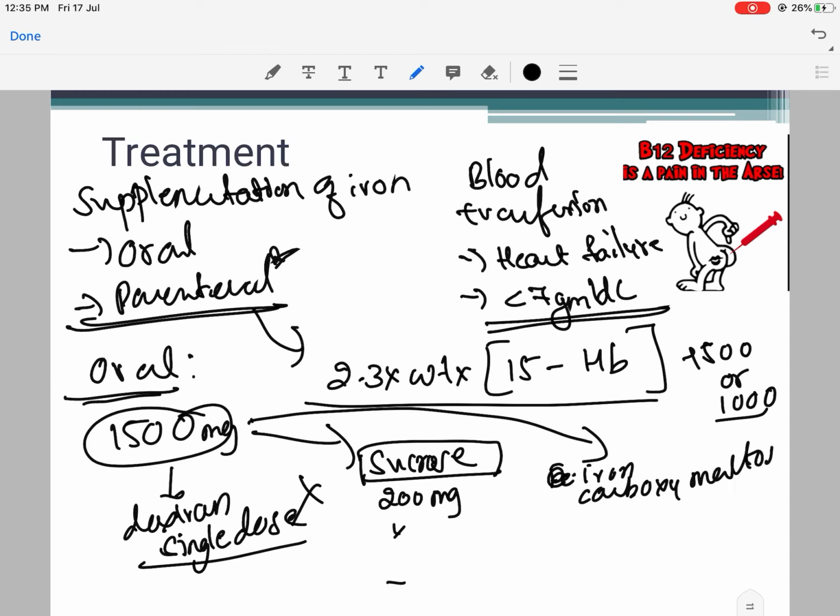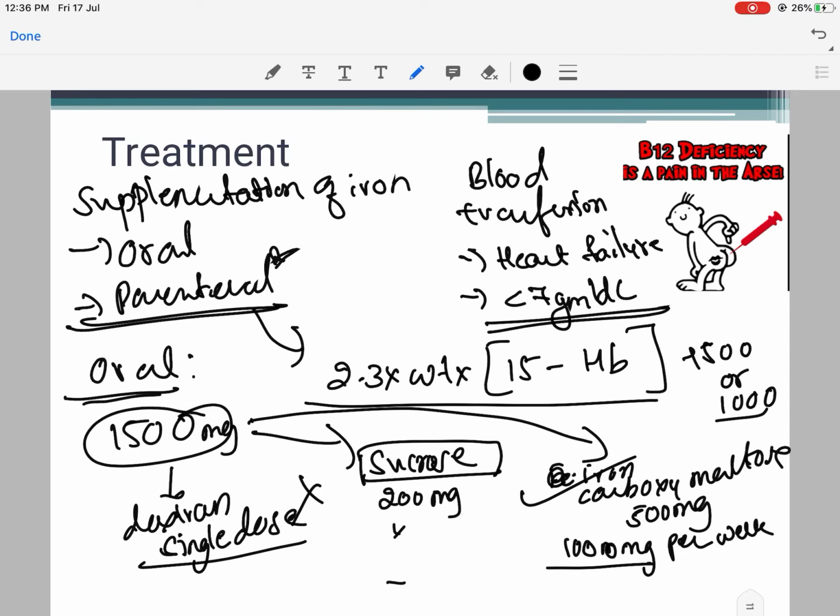It is available in 500 milligram. So you need to dilute it with 100 ml NS and give an infusion over 15 to 20 minutes. The maximum dose we can give is 1000 milligram per week. So if it is 1500, you give 1000 this week and 500 in the next week, and the deficiency is corrected easily. So iron carboxymaltose is very important.